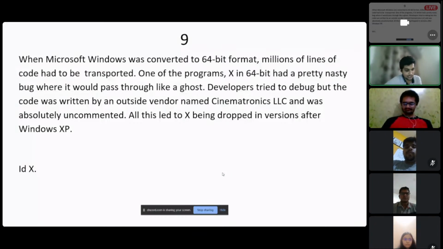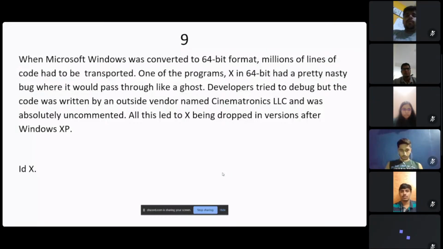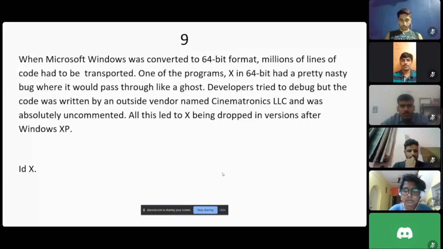The pounce will close in 5, 4, 3, 2, 1, and the pounce is closed. So the direct for participant 8, you may answer the question now. Participant 8: I'd like to bounce the question. Okay, fine.